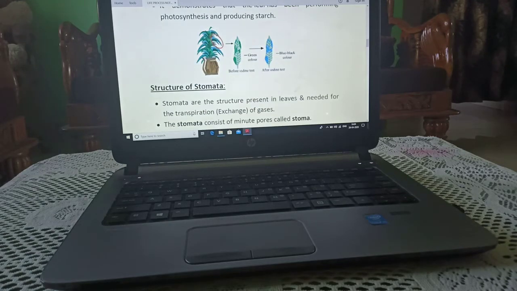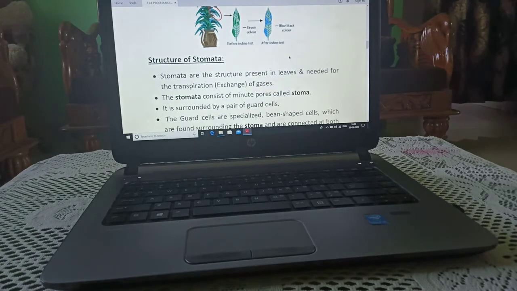As you can see on the screen, first diagram, potted plant. This leaf is before the iodine test and this leaf is after the iodine test. You can see blue-black patches are there.